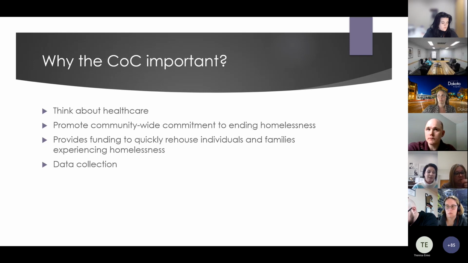basis, and that helps determine the amount of funding that each COC receives. That's not the only thing that determines the funding, but it is a piece of it. So without that data, we can't get any funding, and without the funding, we really can't work together to end homelessness within our state.